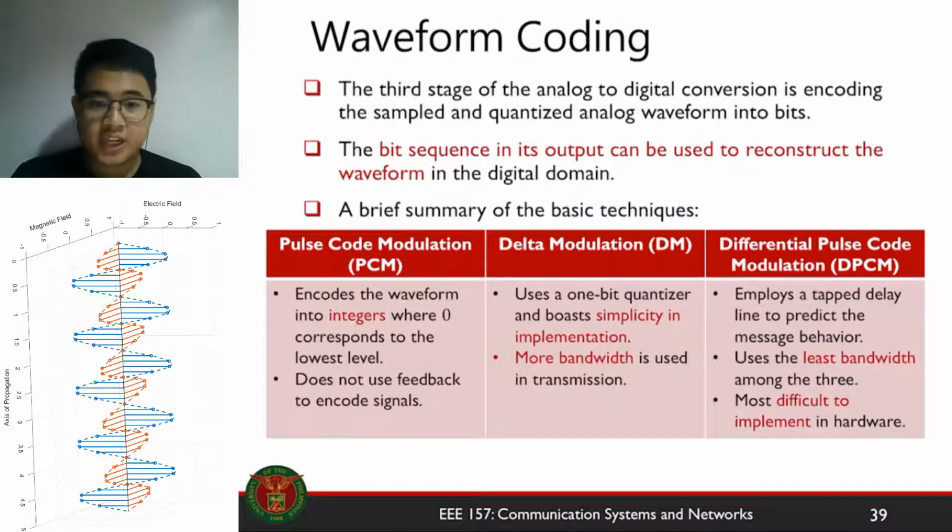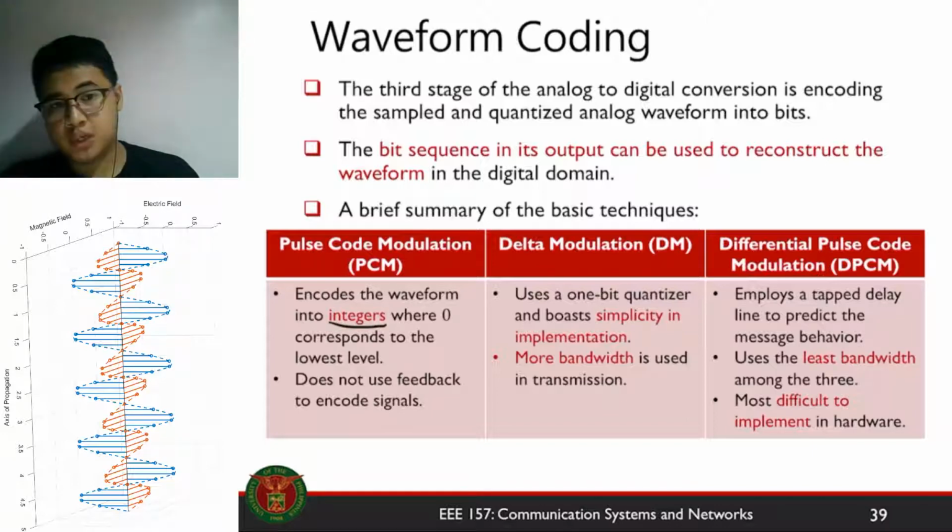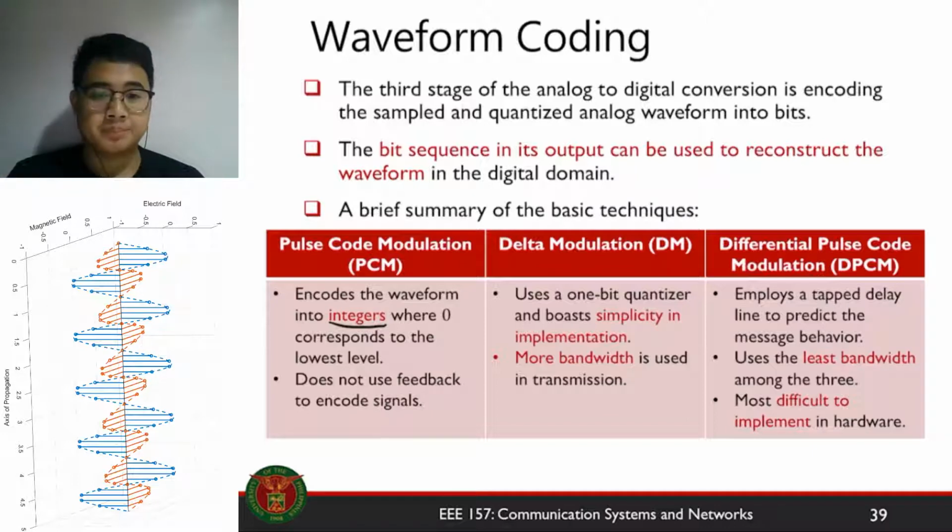The pulse code modulation encodes the waveform into integers. So commonly integers where 0 corresponds to the lowest level. Okay? And it does not use feedback compared to delta modulation and differential pulse code modulation. This is a direct application of the quantized signal. So when we quantize the signal, we're mapping it into symbols. We translate the lowest level symbol to the 0 integer and the highest level symbol to the highest integer that the computer can represent. Okay?